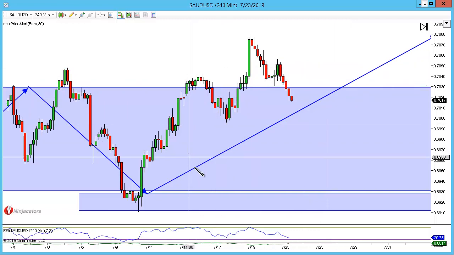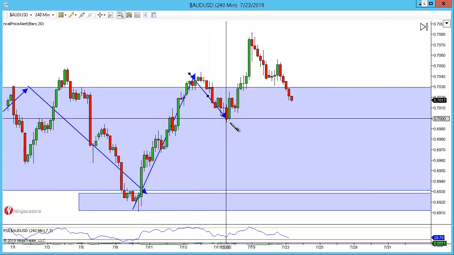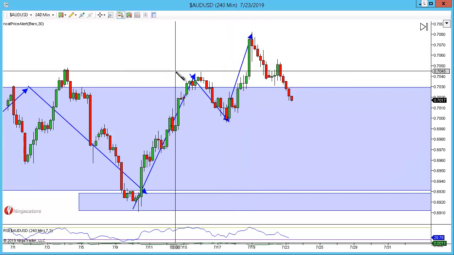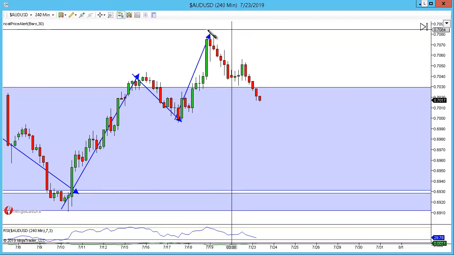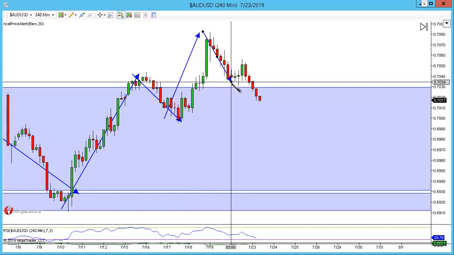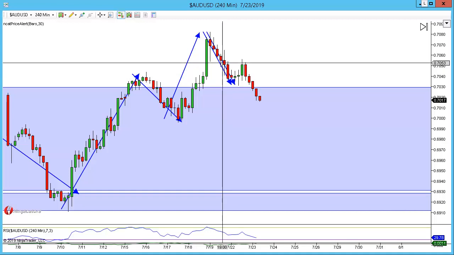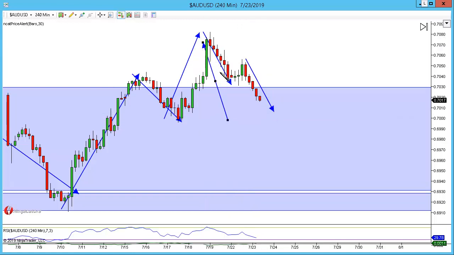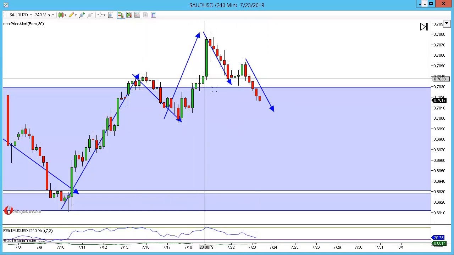And then what we have here on the 240 is this other 3-point move, so 1, 2, 3. So we have a smaller kill zone here where we can look at getting involved. Now what we actually have is something called a complex pullback. I haven't done any educational material on this, but a complex pullback is basically a trend within a trend. That's all it is. So it's a 3-point move within a 3-point move, and we can use this as an entry reason.